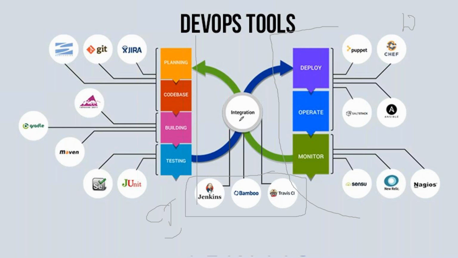For integrations, we have tools like Jenkins, Bamboo, and Travis CI. But Jenkins is most widely used. There are also other tools available, like Bamboo and Travis. For the code base, we have GitHub. Apart from GitHub, we have Bitbucket and CodeCommit. All of these do the same thing, but they are from different vendors. That's how things are.